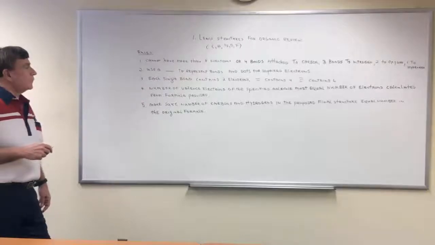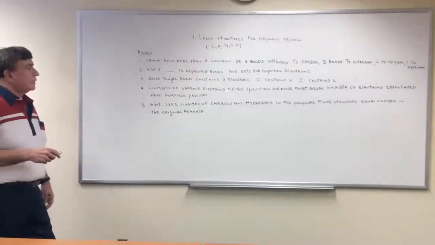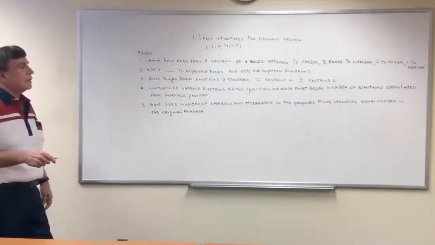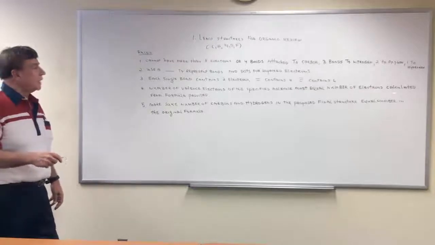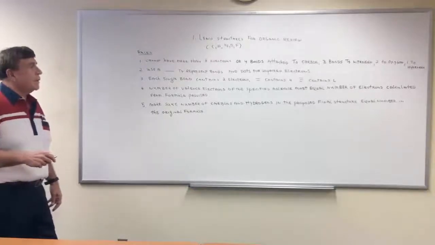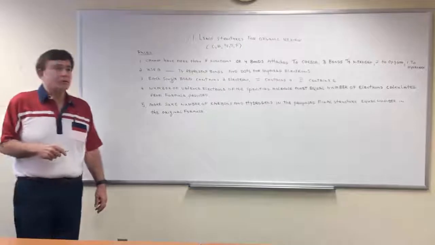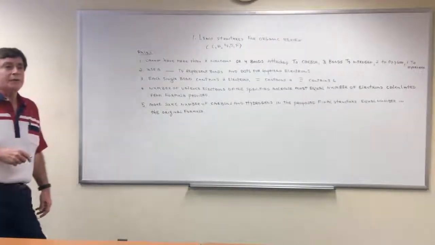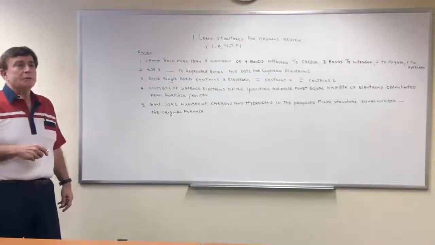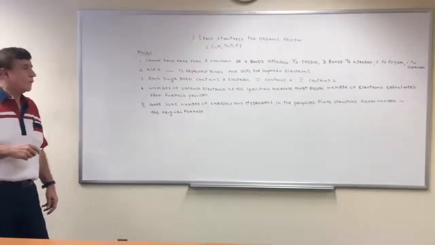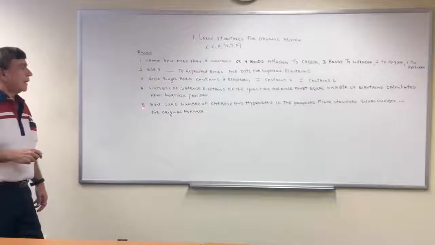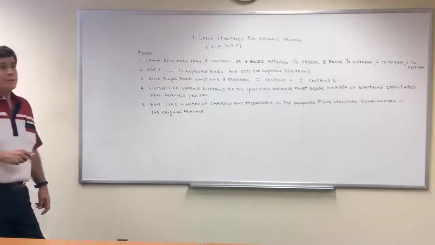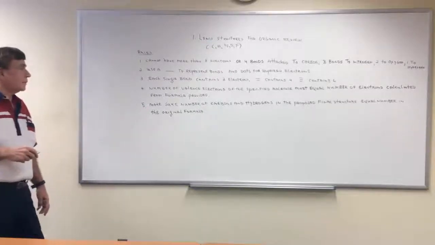The next item, again similar to Chem 1, the number of valence electrons of the specified molecule must equal the number of electrons calculated from the formula provided. Otherwise, it will not be a correct structure. Now, what's different in organic, and we'll see in our examples, you can have more than one structure for the same molecular formula.